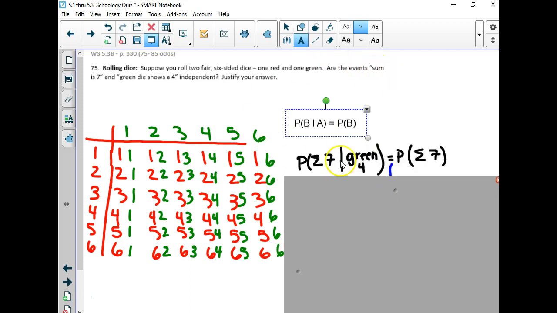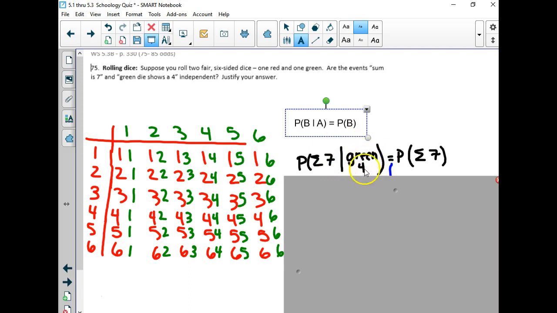So are the events the sum is 7? That's a little summation sign. Sum 7, given the green die is a 4, has to equal the probability that the sum is 7. Remember, these are 2 separate problems. So I'm going to do the left side first.